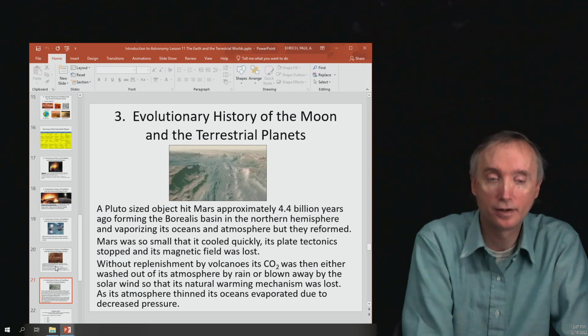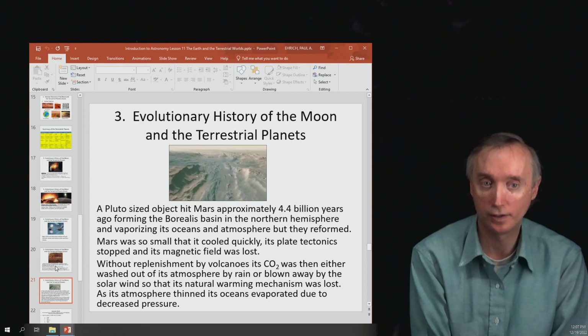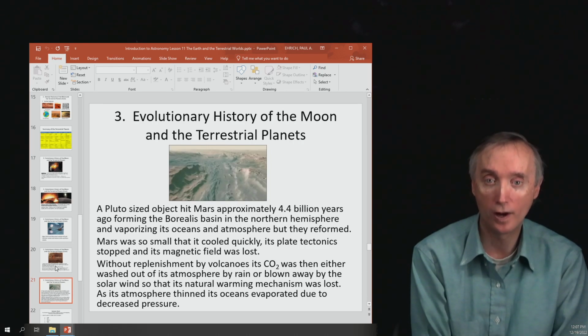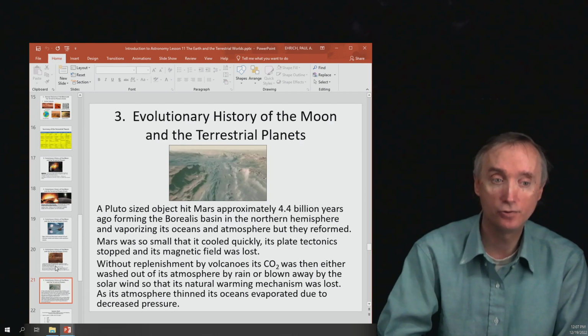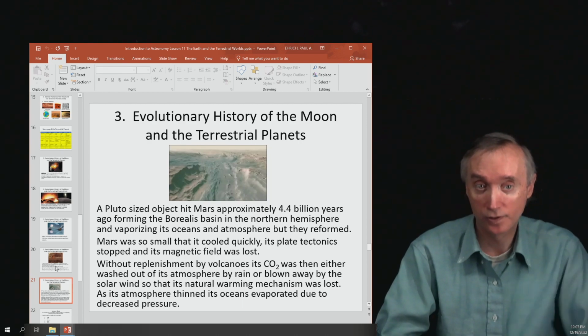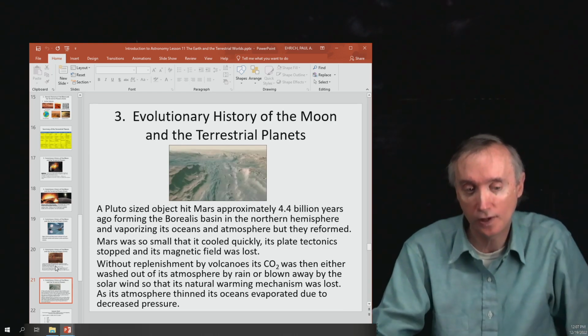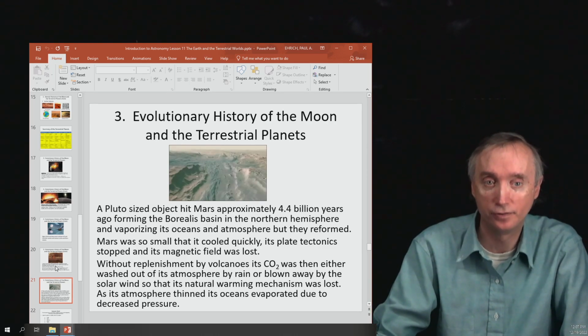And without that magnetic field, which was protecting it against the solar wind, its atmosphere was actually blown away by the solar wind of the sun. And then its oceans, okay, as the atmosphere got thinner, there was less pressure holding the water down, and so the water began to evaporate.